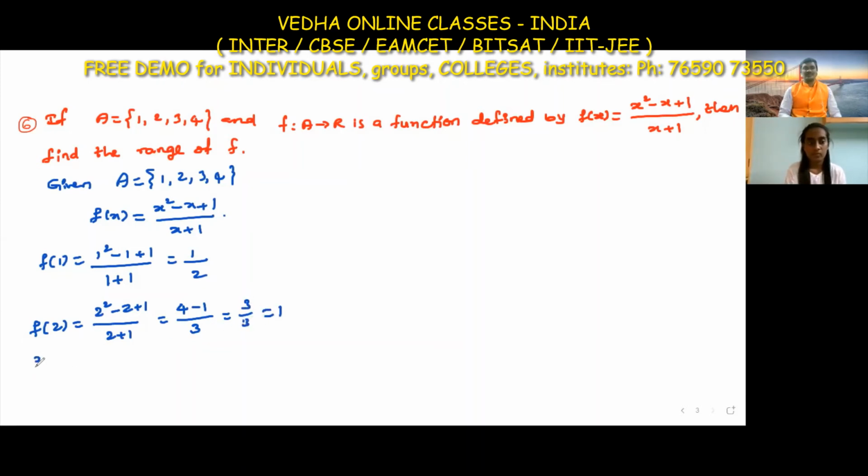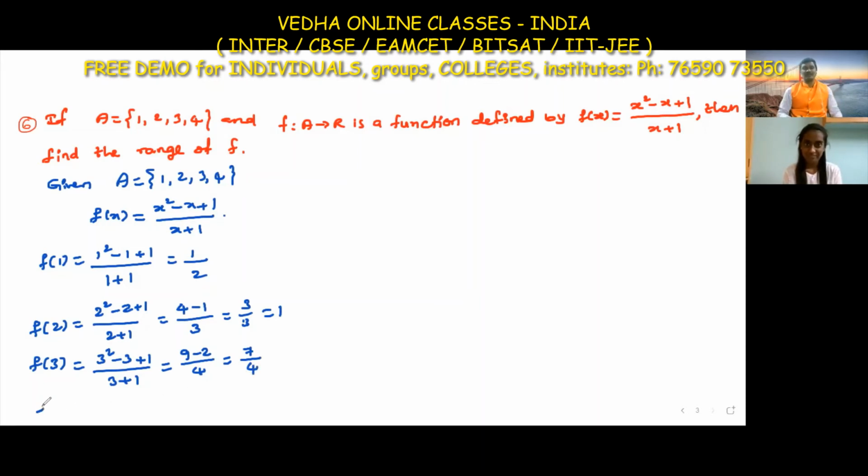Now substitute 3 in place of x. Then 3 square minus 3 plus 1 by 3 plus 1. 3 square is 9, minus 3 plus 1, by 3 plus 1, which is 4. 9 minus 3 is 6, plus 1 is 7, by 4. This is the f of 3 value.